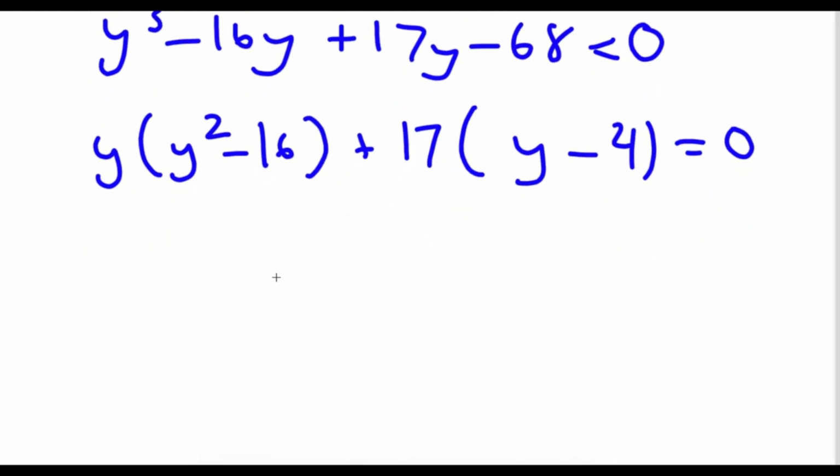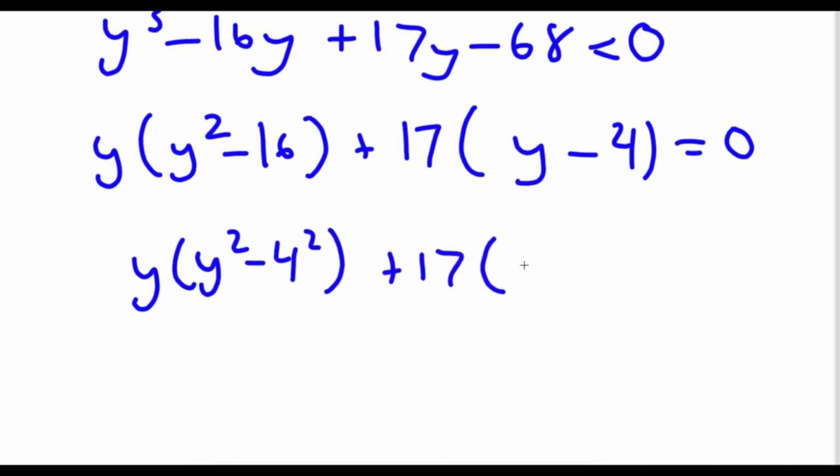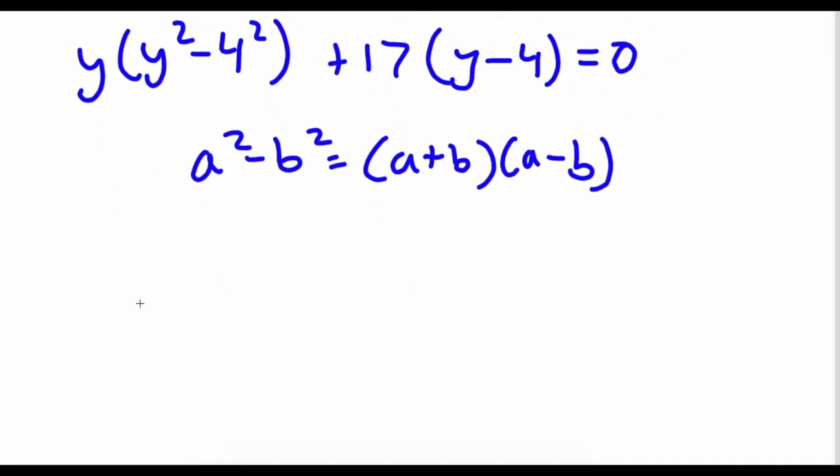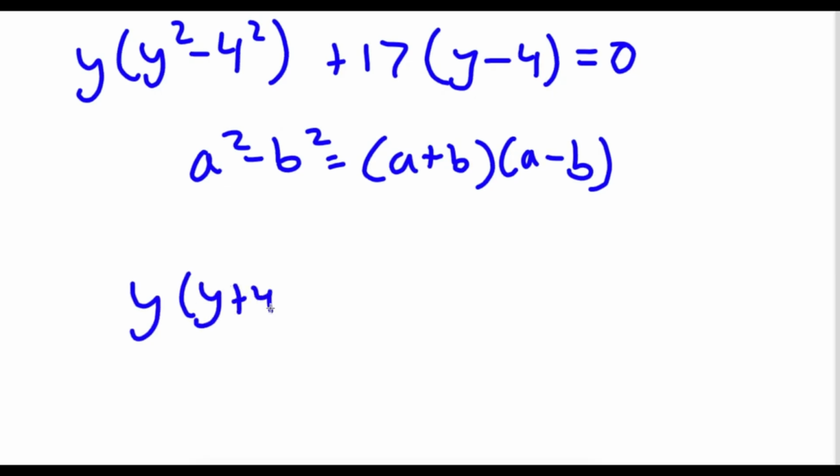So now, 16 here, this is the same thing as 4 squared. So now I have y times y squared minus 4 squared plus 17 times y minus 4 is equal to 0. And now if I have something in the form a squared minus b squared, this is the same thing as a plus b times a minus b. So y squared minus 4 squared, that's going to equal y plus 4 times y minus 4.